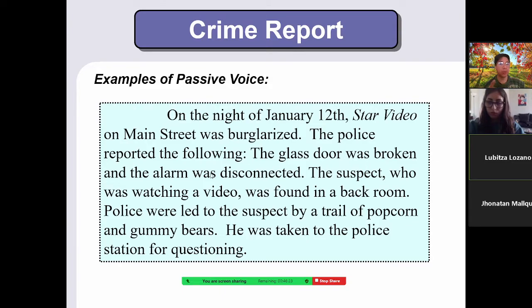The glass door was broken and the alarm was disconnected. The suspect who was watching a video was found in a back room. Police were led to the suspect by a trail of popcorn and gummy bears. He was taken to the police station for questioning.